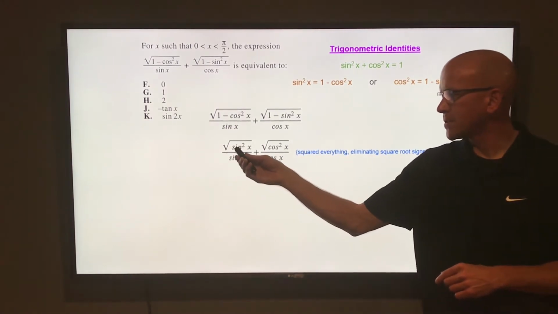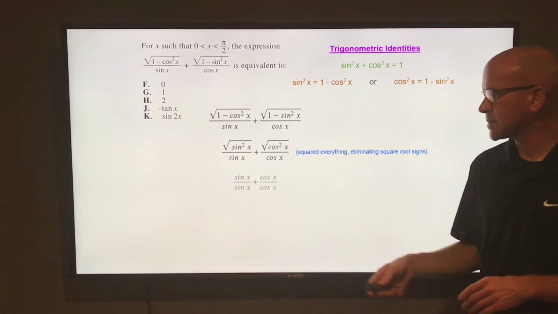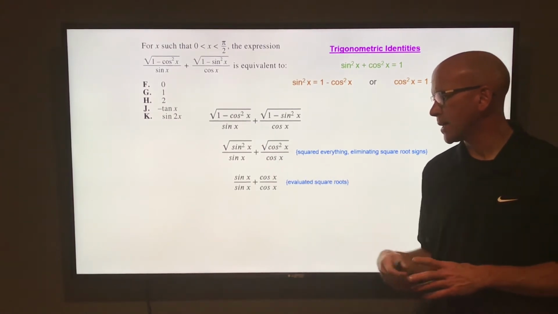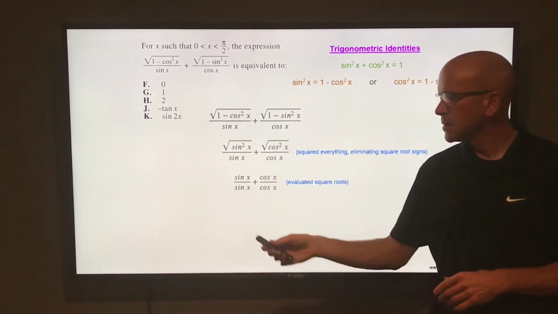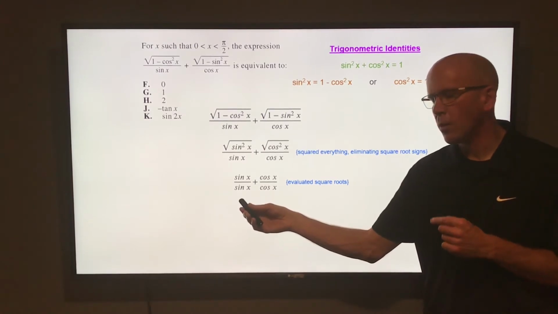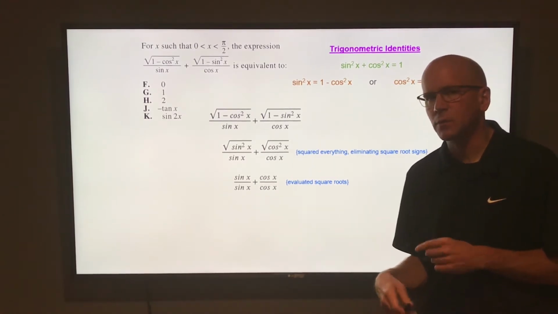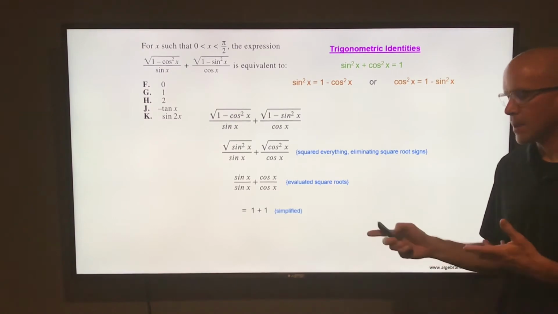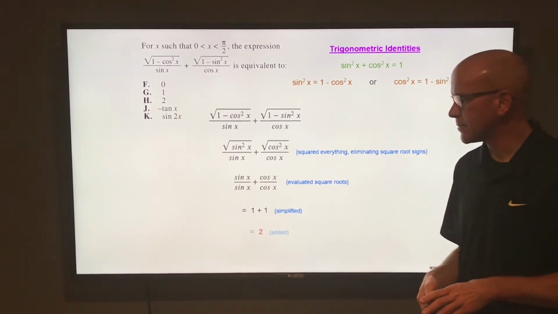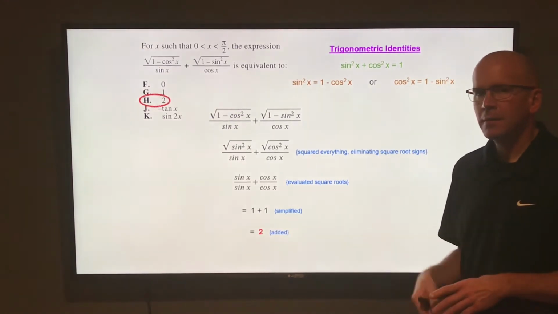Now the square root of sine squared of x, that would just be sine of x. And the square root of cosine squared of x would be cosine of x. So you have sine of x over sine of x, it's going to be 1. Cosine of x over cosine of x, it's going to be 1. And I think we can handle it from here. 1 plus 1 is, of course, 2. And that is letter H.